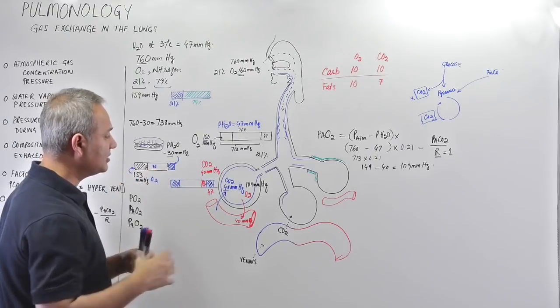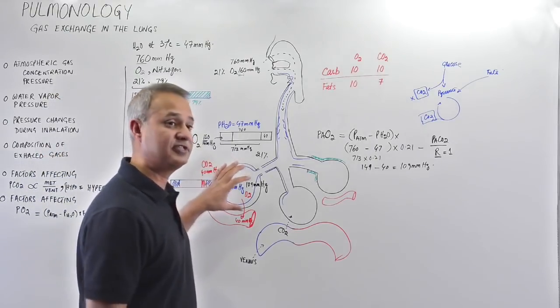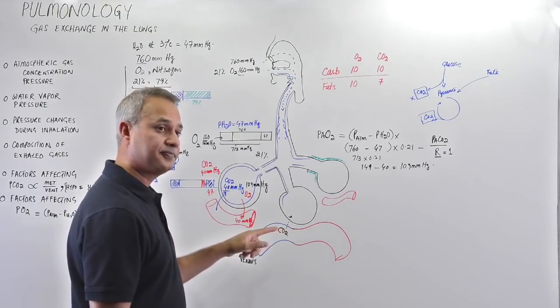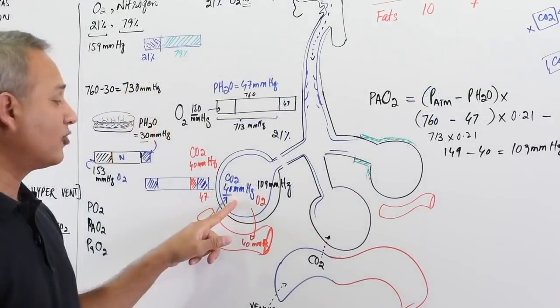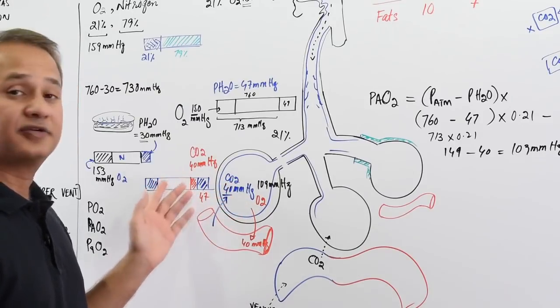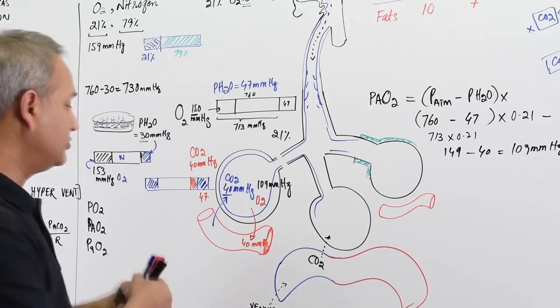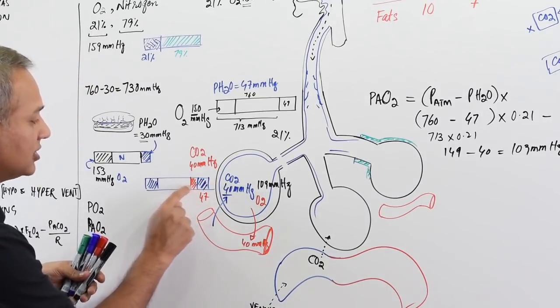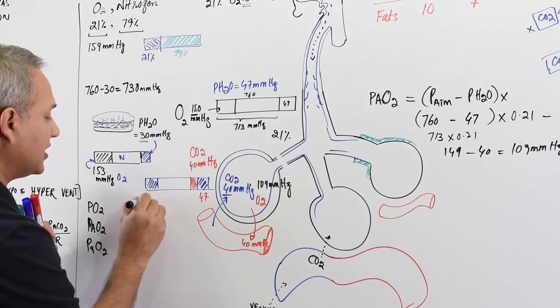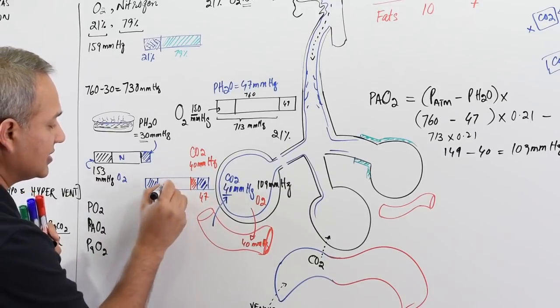So can I say something now? Total pressure has to be 760. Oxygen's pressure we just determined 109. Carbon dioxide's pressure is 40. Water's pressure is 47. Rest is nitrogen, right? So 47 water, 40 this. We just calculated oxygen 109, and what is rest? That is nitrogen.